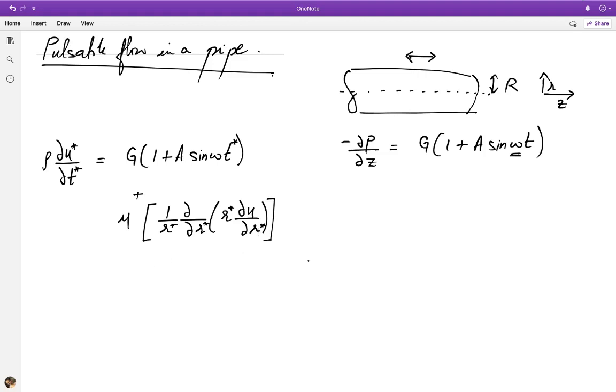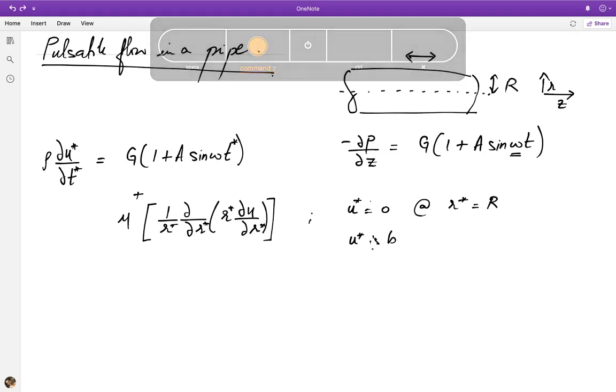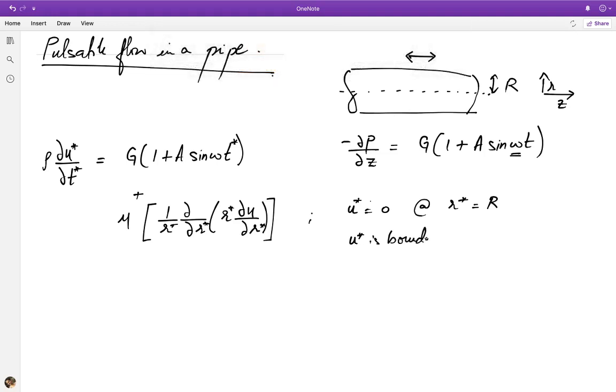Okay, so this must be complemented with boundary conditions. So we of course have the no-slip boundary condition at r equal to capital R. So at the wall of the pipe, I have the velocity going to 0, and at the center, of course, u star is bounded at the center line.